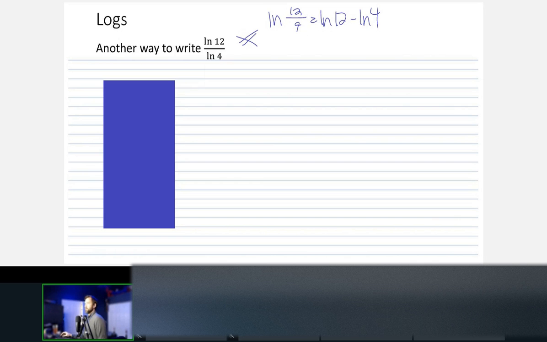So what's another way? I'll give you a hint: change of base. So think about the change of base. How can I rewrite this? So log base 4 of 12. Yep, that would be correct. That's one way to do it. All right, so that's one of my possible answers. What's another way?